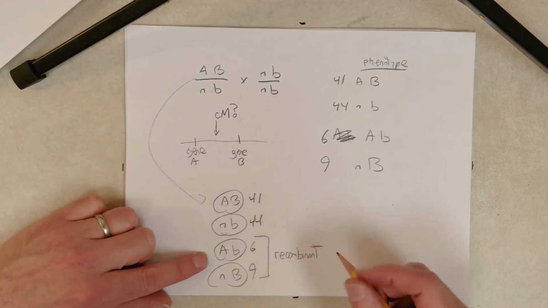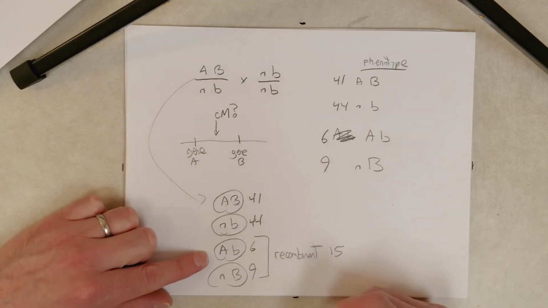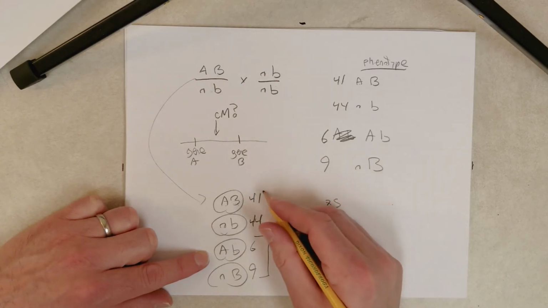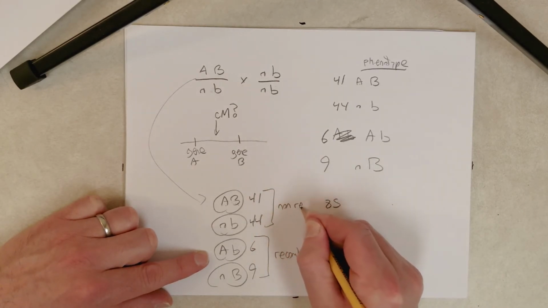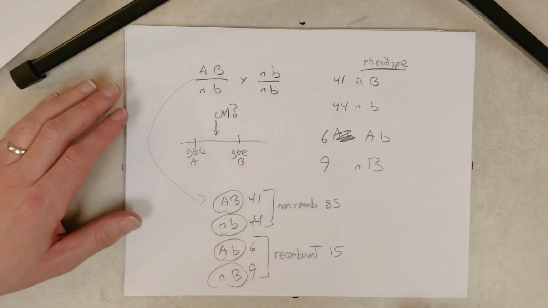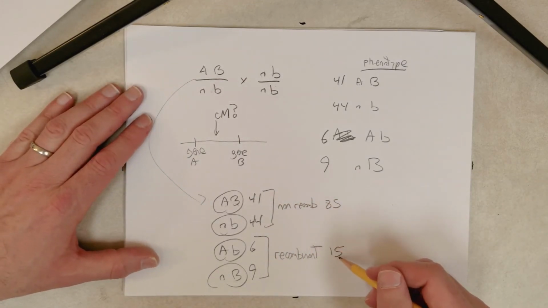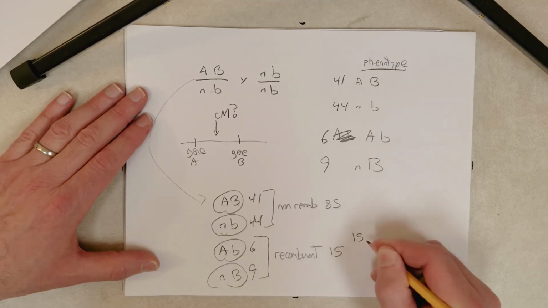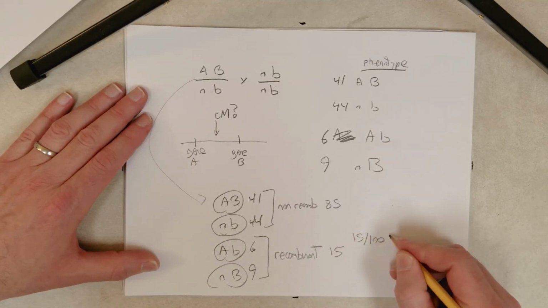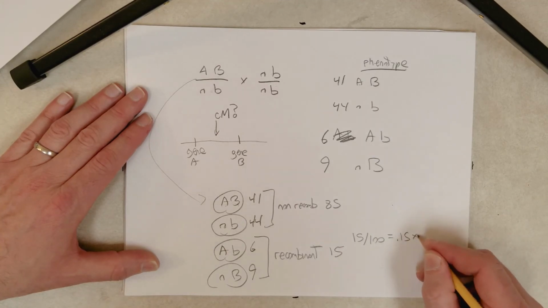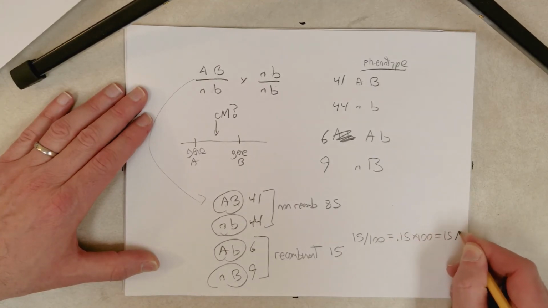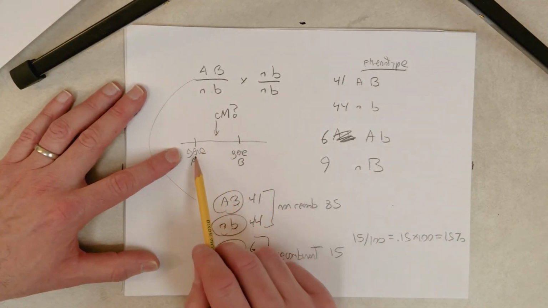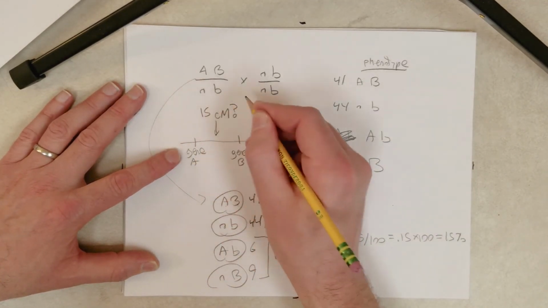So we add up those. There are 15 recombinants. There are 85 non-recombinants. So there are 100 total. So the percentage of recombinant gametes is 15 divided by 100, which equals 0.15, and then times 100 to get the percent. We have 15%. So the distance between gene A and gene B is 15 centimorgans.